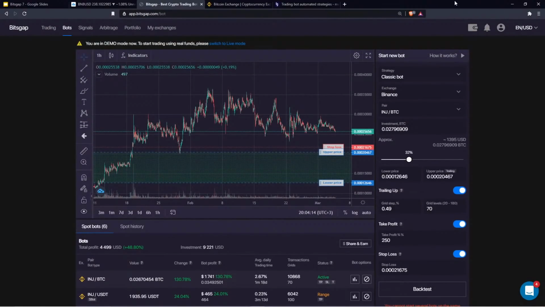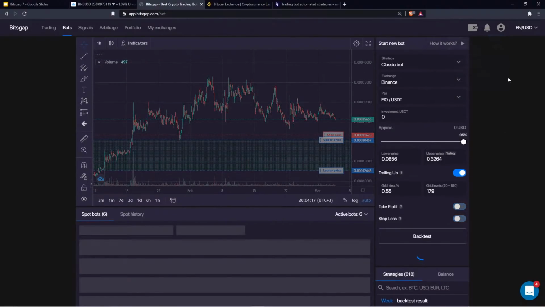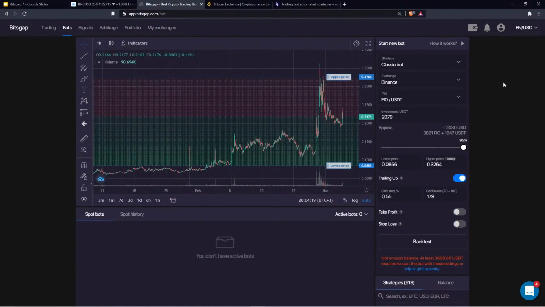By the way, one trick for you to use, if let's say you want to launch on one cryptocurrency pair, like on the same cryptocurrency pair, several strategies.